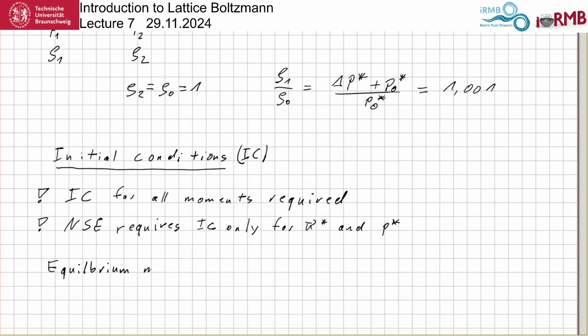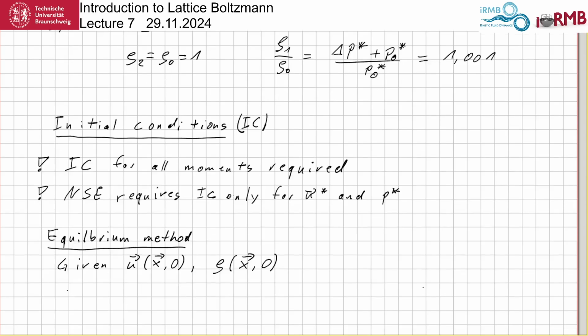The equilibrium method. This is very popular. So, as you just said, you need a velocity field on x at time 0, and you have a density field on x at time 0. Given these, you very simply compute the Gaussian, which is, of course, the local equilibrium.